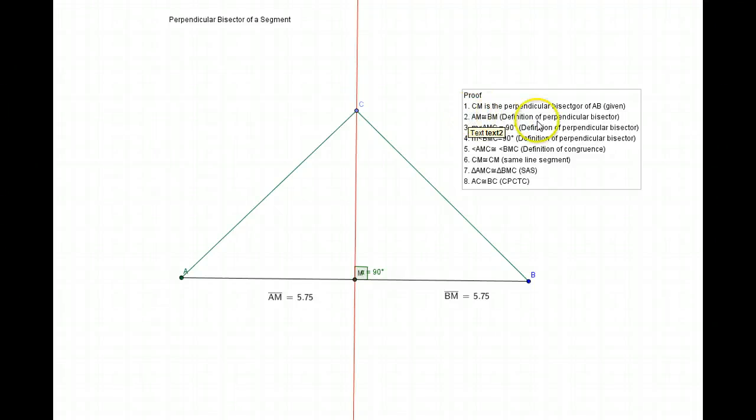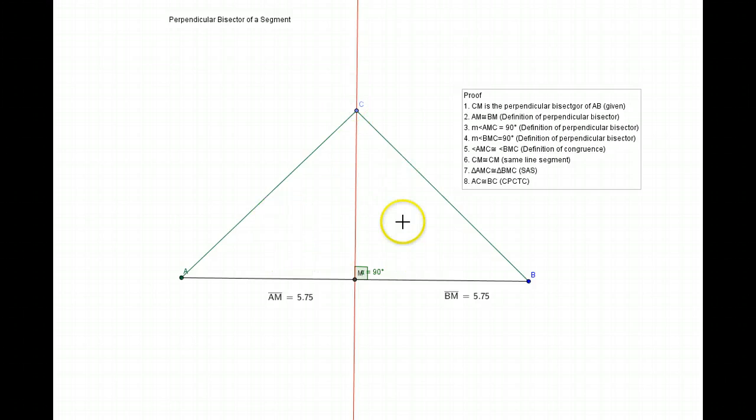First of all, we know that since CM is a perpendicular bisector of AB, AM is congruent to BM by definition of perpendicular bisector, and the measure of angle AMC is equal to 90 degrees and the measure of BMC is equal to 90 degrees. So therefore angle AMC is congruent to angle BMC. And then we also know that CM is congruent to itself because it's the same line segment.